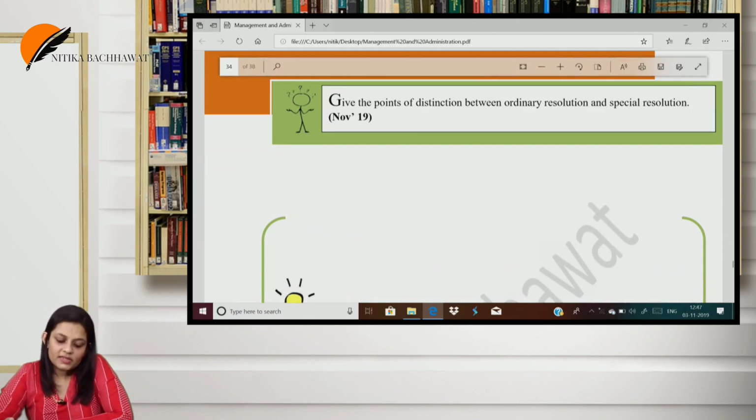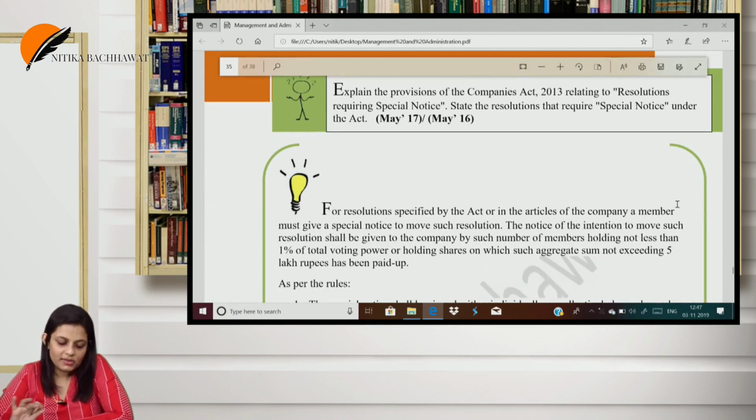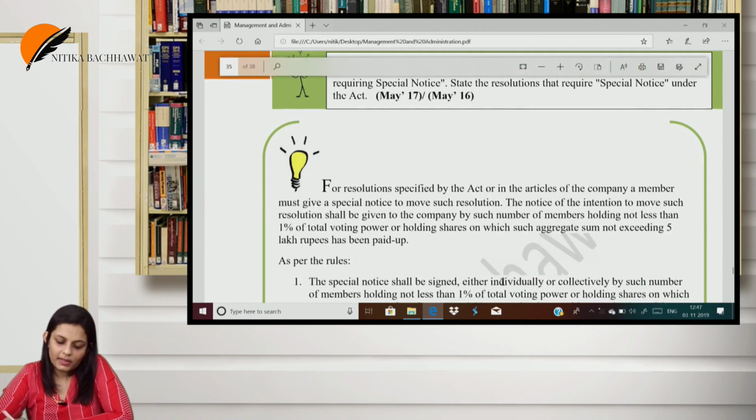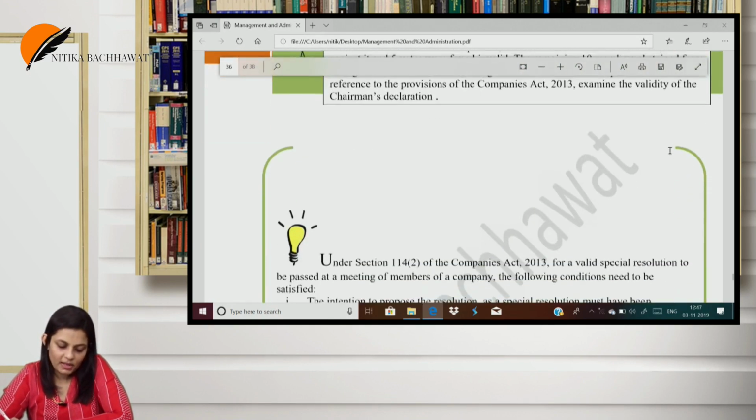Give the points of distinction between ordinary and special resolution. It's a very simple question. You just have to read. Again, special notice. Very simple, straightforward question.